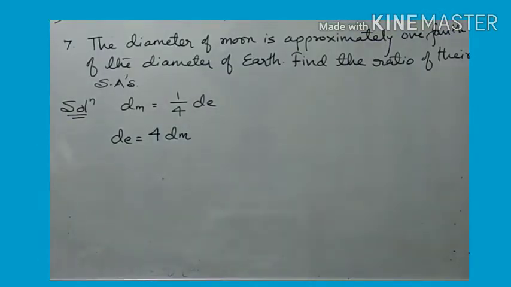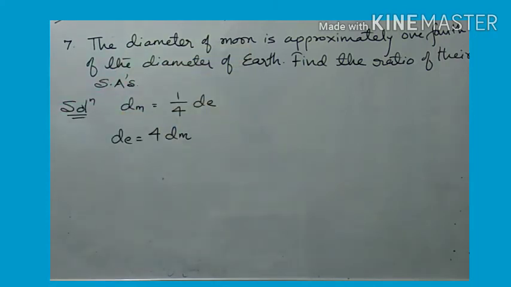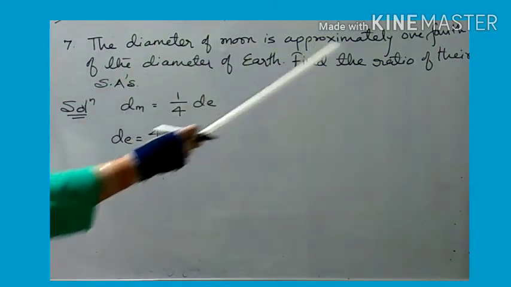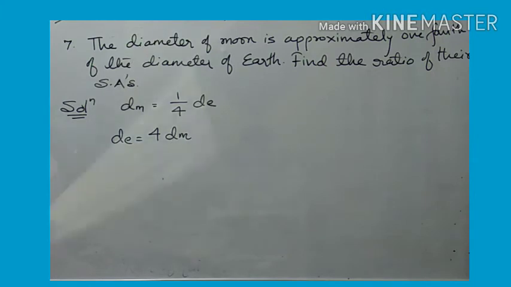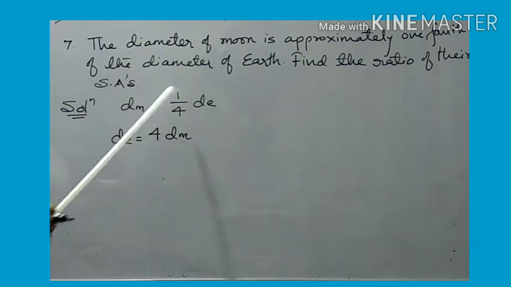Question number 7. The diameter of the moon is approximately 1/4 of the diameter of the earth. Find the ratio of their surface area. What is given? Diameter of the moon is approximately 1/4 of the diameter of the earth. Means diameter of the moon is equal to 1/4 the diameter of the earth. Clear? This point is clear. What is given to us? Diameter of the moon is equal to 1/4 the diameter of the earth.